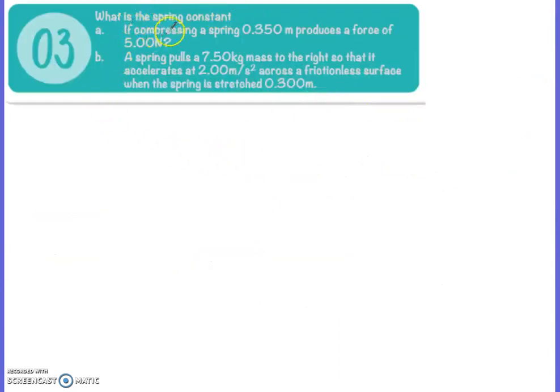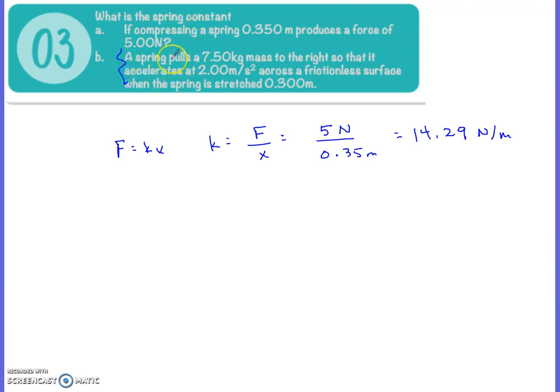What is the spring constant if compressing a spring produces a force of 5 newtons? So if F equals kx, then k must be F over x. So if using a 5 newton force compresses it 0.35 meters, then 5 divided by 0.35 is 14.29 newtons per meter, which is the spring constant. Okay, this one's a little more complicated.